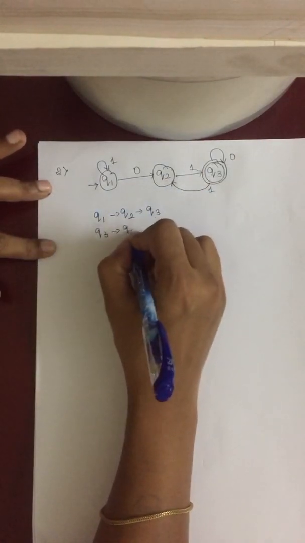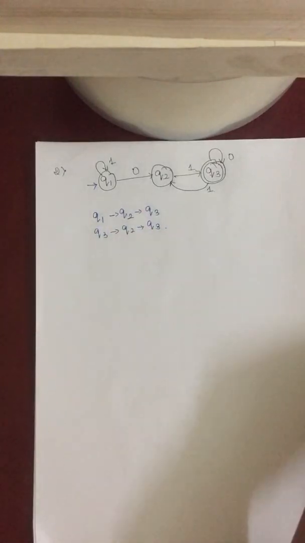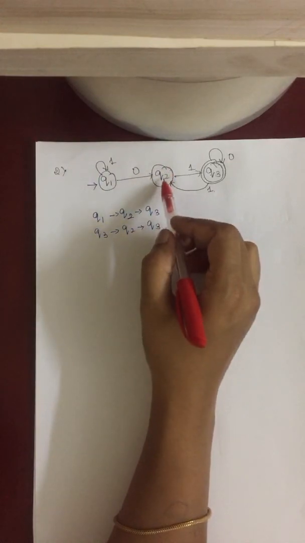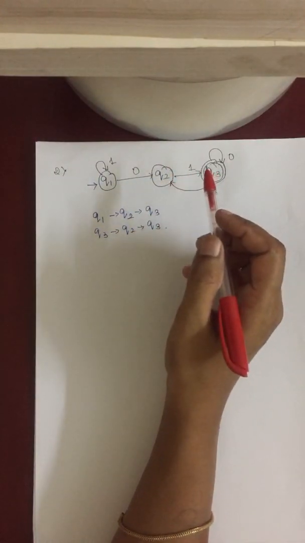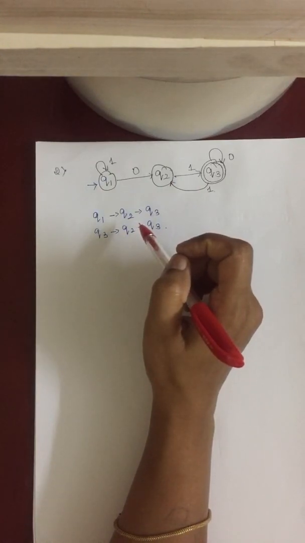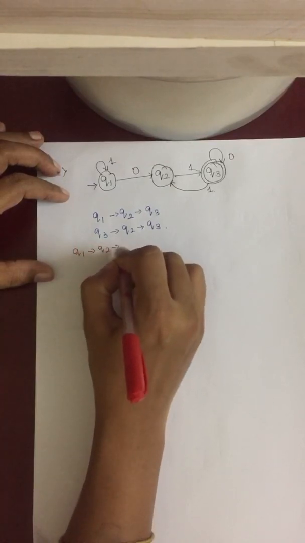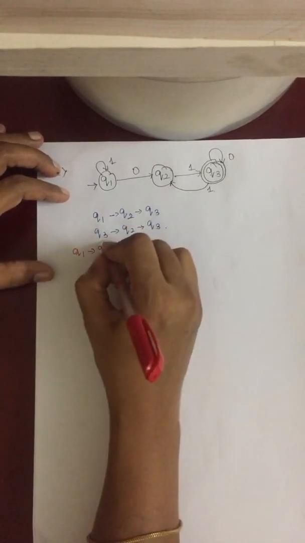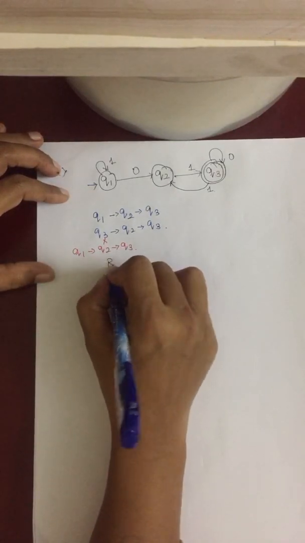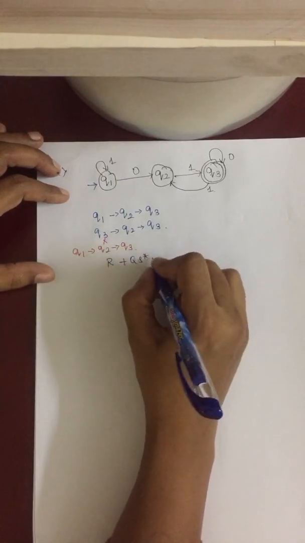So Q2 is acting as the intermediate state, right? If you want to remove this Q2, you need to apply the formula twice, because for 2 different transitions it is acting as an intermediate state. First we will take Q1, Q2, Q3. To eliminate the intermediate state, we are supposed to use the formula R plus Q S star P, right?